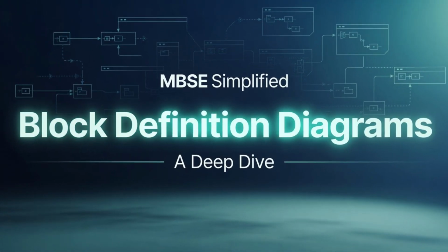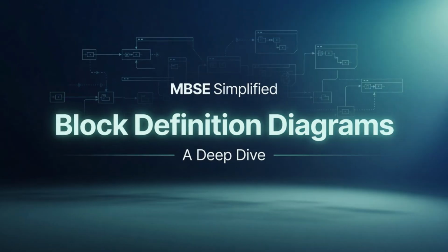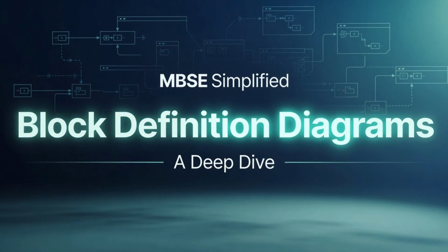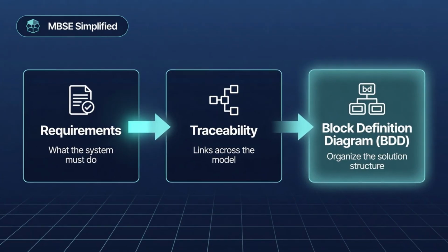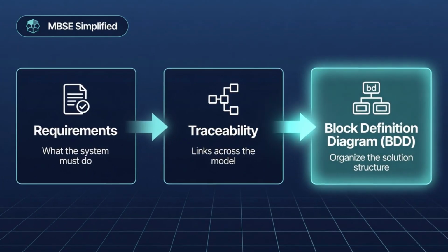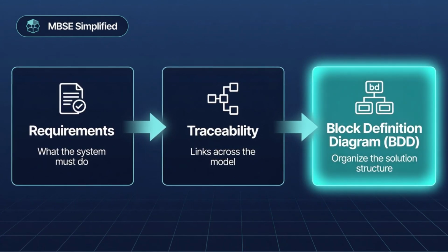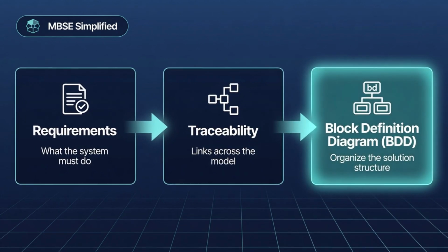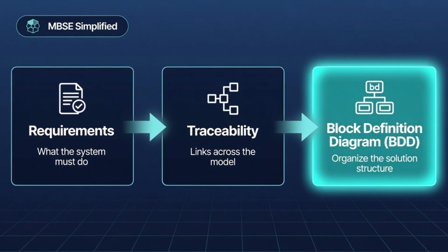In previous videos, we established why requirements come first, how to write them effectively, and how to trace them throughout the model. Today, we're taking the next logical step. Once requirements define what the system must accomplish, we need to organize the solution. This is where the block definition diagram, or BDD, comes in.